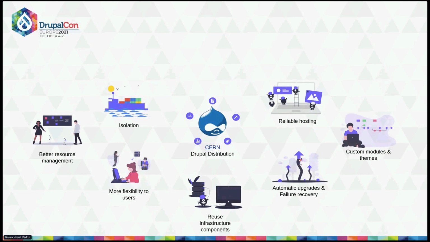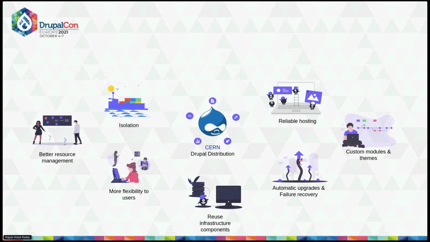We wanted more resources for sites that have more traffic, like the home.cern website. And we wanted more flexibility for users with very little knowledge of the infrastructure. And we wanted to reuse infrastructure components. So there are other web services at CERN, and we wanted to reuse infrastructure across these services. And we wanted reliable hosting.